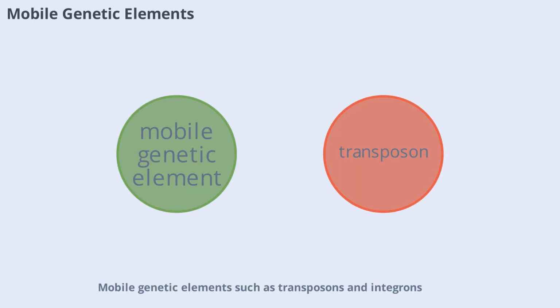Mobile genetic elements such as transposons and integrons are DNA sequences that can move within and between genomes. These elements play a major role in microbial evolution by spreading genes, including those for antibiotic resistance. Mobile genetic elements contribute to the dynamic nature of microbial genomes.